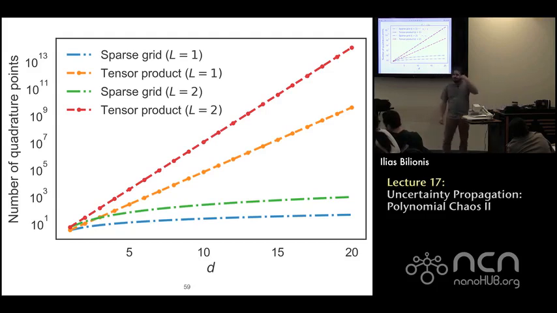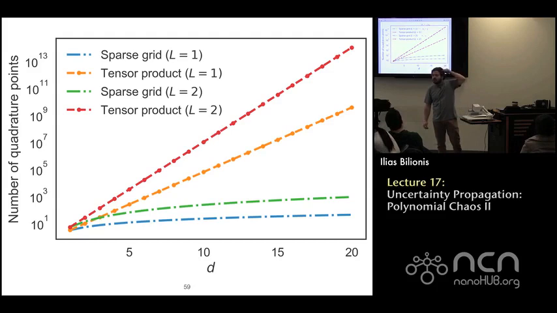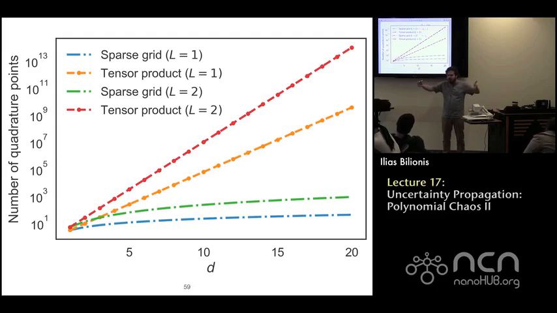What does L equals 1 mean? What's the difference between 1 and 2? The difference between L equals 1 and L equals 2 is the underlying one-dimensional quadrature rule. For L equals 1, the underlying quadrature rule has 2 nodes. For L equals 2, it has 4 nodes. For L equals 3, it's going to have 8 nodes. And then you take tensor products of these. This is the difference.